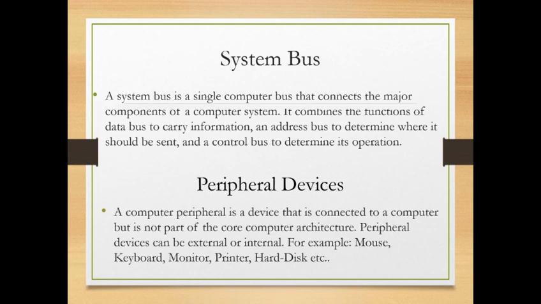And peripheral devices are devices that are connected to the computer but are not a part of the computer's architecture. Peripheral devices can be of both internal and external type. Examples of peripheral devices can be mouse, keyboard, monitor, printer, hard disk, and so on.